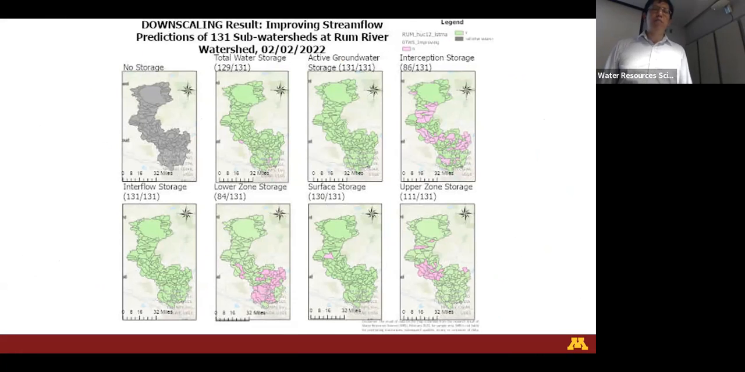This map shows the overview of the improvement. What I do is, after I calculate the NSE value of each sub watershed, I mark the area with increasing NSE value with green, and I mark the area with decreasing NSE with red. And overall, the map shows that by including the active groundwater storage, interflow storage, and surface storage, it has the best overall improvement of the prediction at Rum River Watershed. Also, you have a tremendous improvement by just including a total water storage.